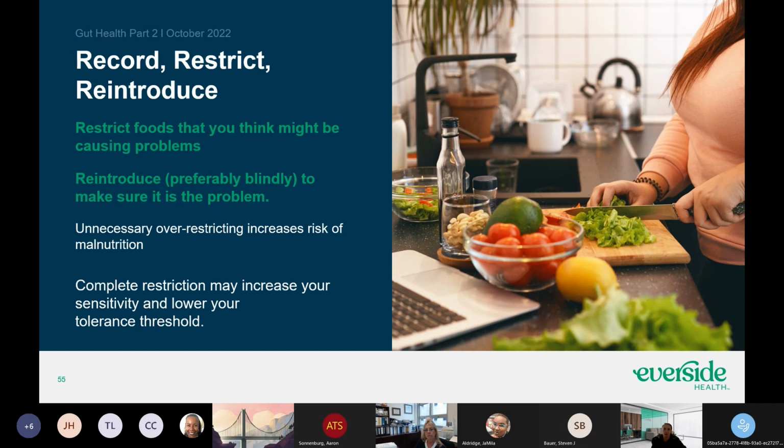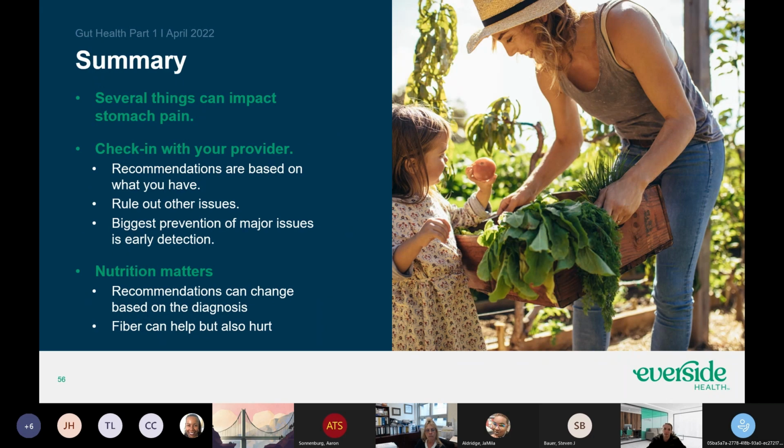Again, it's going to be dose dependent. You don't want to unnecessarily over restrict unless you have to. Complete restriction may increase your sensitivity and lower how well you're able to tolerate it down the long run. Again, some of these foods are really important to your gut. So it's good to not restrict too much. And sometimes if you restrict too much, it can lead to binge later on and cause problems.